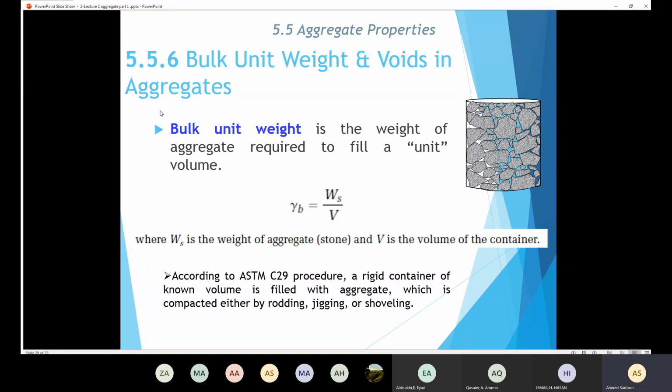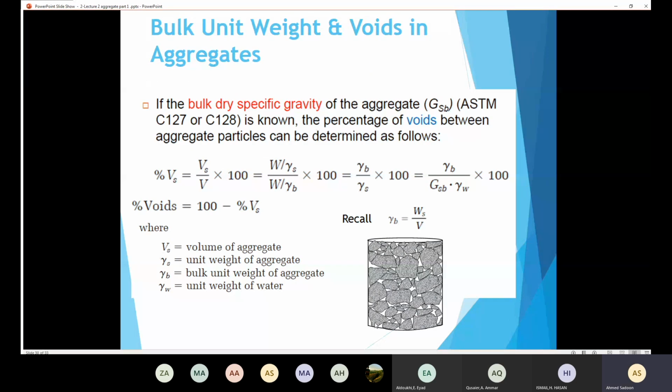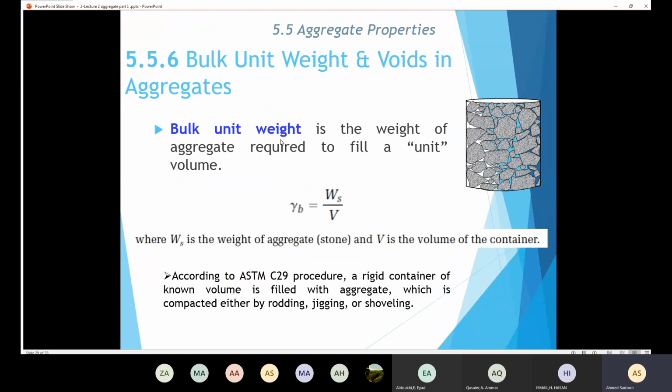So in order to determine the bulk unit weight, I need to use a rigid container of a known volume, and it should be filled with aggregate, and it should be compacted either by rodding, jigging, or shoveling. Also, besides determining the bulk unit weight, I'm going to be interested in determining the voids inside the container, because the container is going to contain voids here.